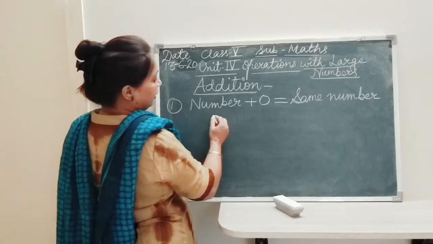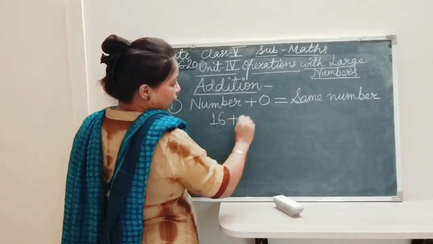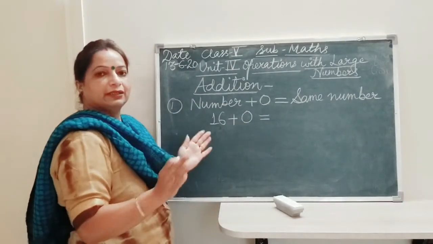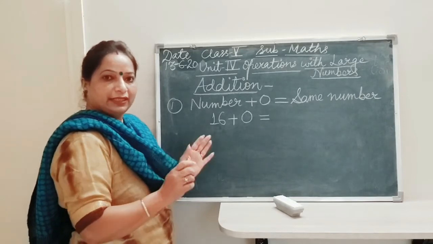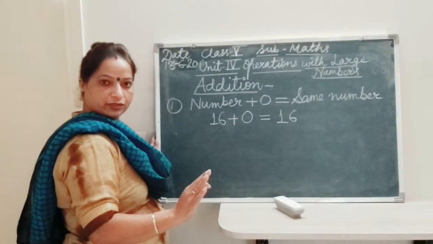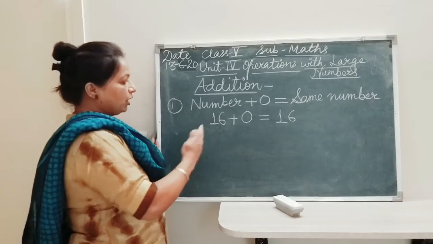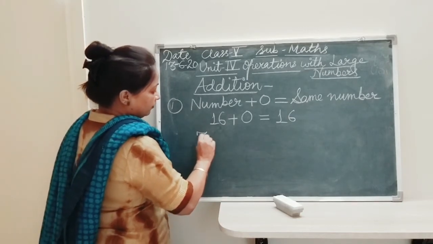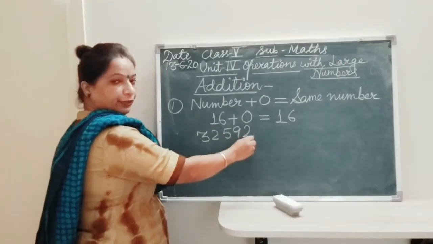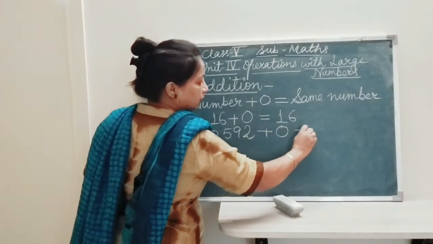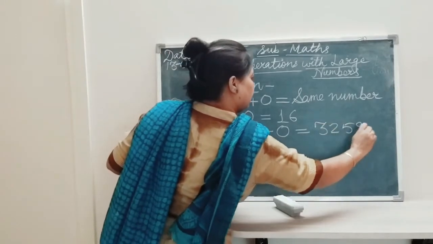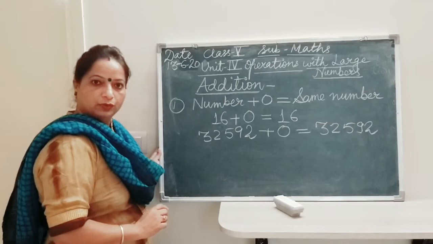As if you take a number over here, 16, and you add 0 to it, that doesn't make any difference and the number will remain the same, as 0 means nothing. Simply 0 means nothing, and if you are adding nothing to this number, you will get the same number. Nothing will change. Okay, this applies to large numbers also. If you take any large number over here, suppose 32,592, if you are adding 0 to this number, again you will get the same number over here, that is 32,592. Clear?